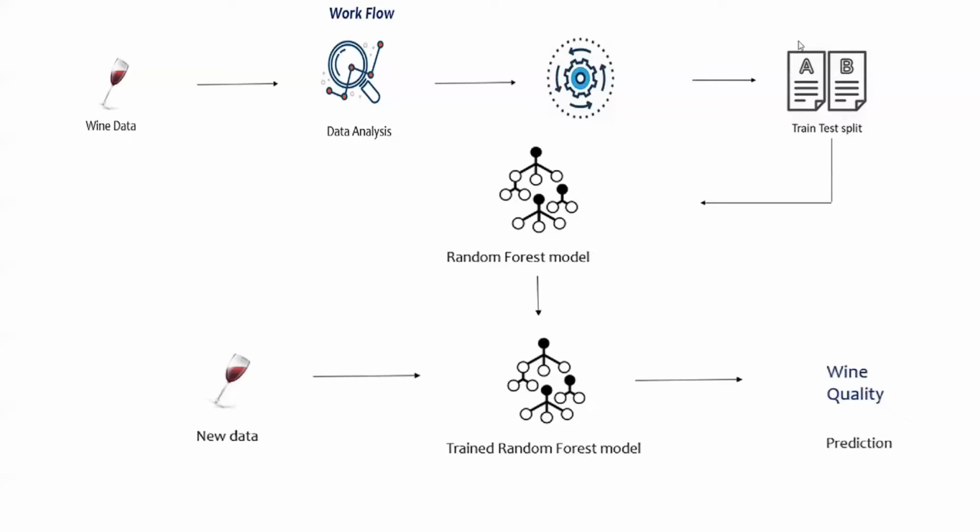In this case, we will use the random forest model, which is a supervised machine learning algorithm. Once we train it, we will evaluate it based on our test data. So it gives us the accuracy score or performance metrics of our machine learning model. So let's get into the coding part.